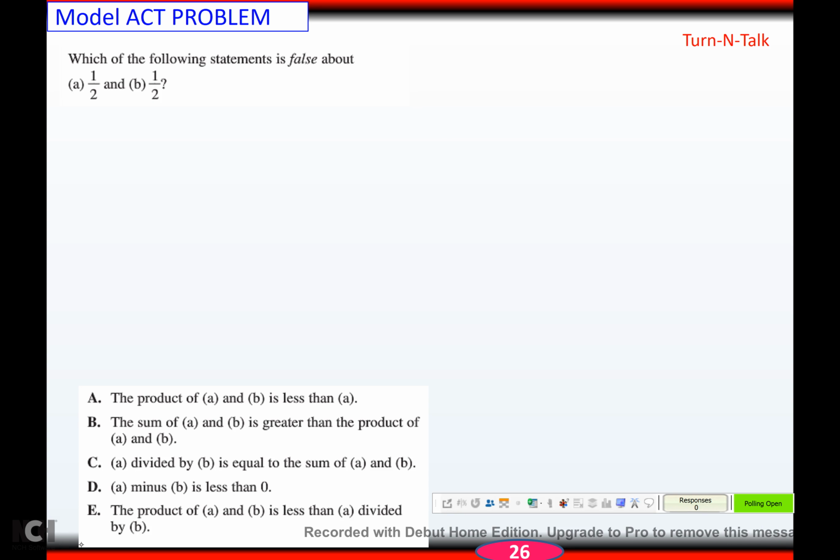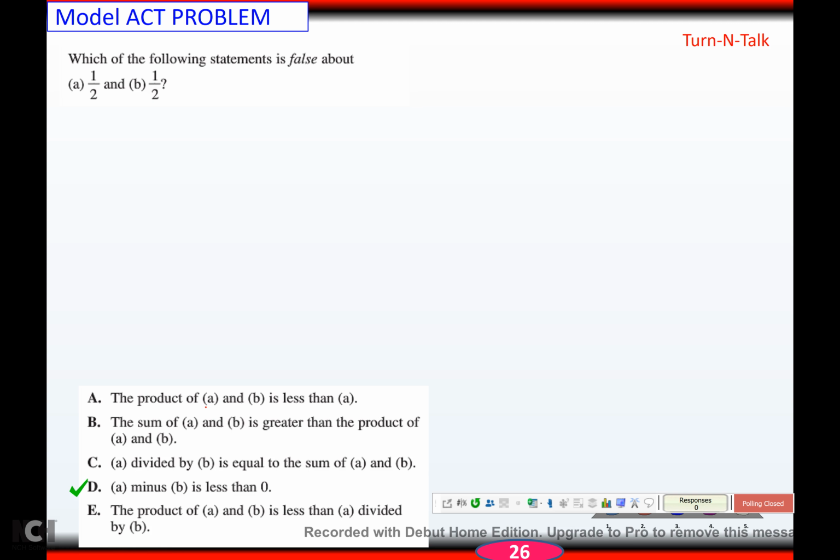So you try this one, hit pause, come back when you're ready. And hopefully you got D. So it says, which of the following statements is false about A = 1/2 and B = 1/2?